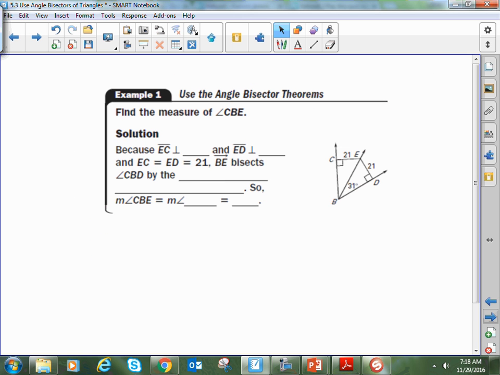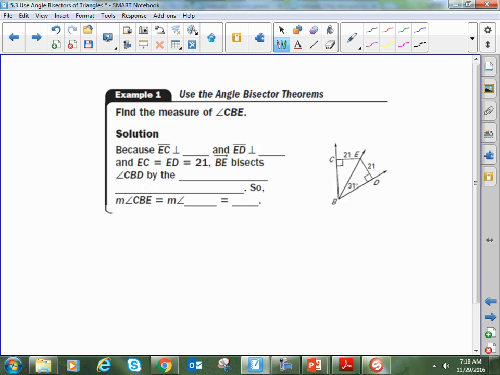So taking a look at the first example here, find the measure of angle CBE. So again, I'm going to just pretend that the solution stuff isn't there. I just want to look at the diagram because this is what you have to do on your assignments. This is what you have to do on your quizzes and stuff. You don't get that kind of framework to help you think your way through the problem.